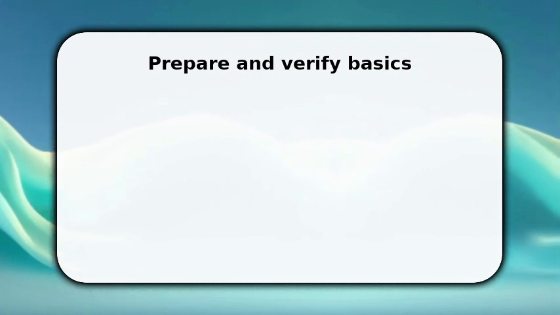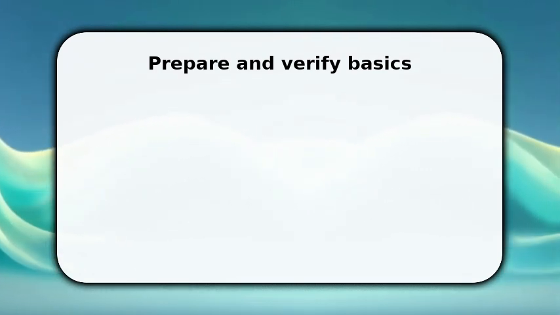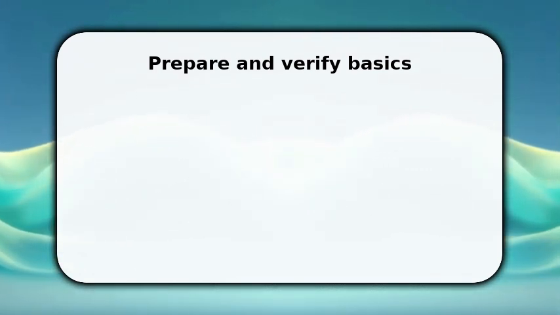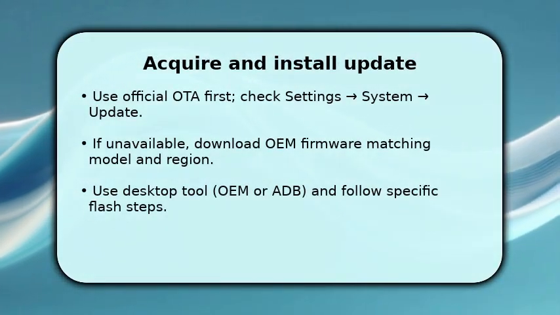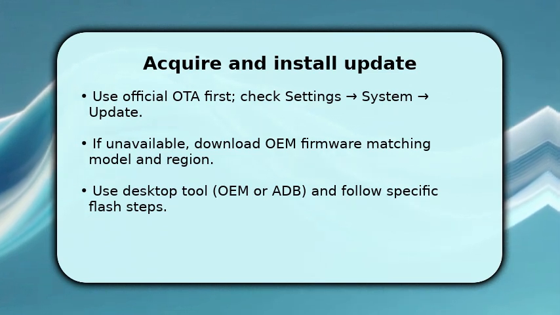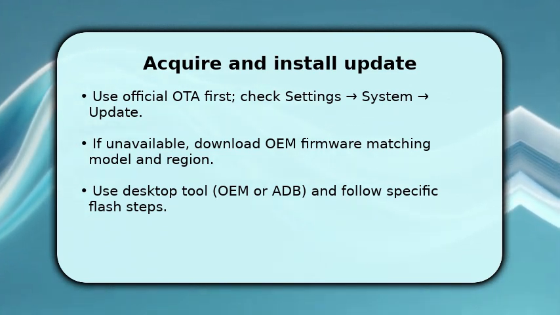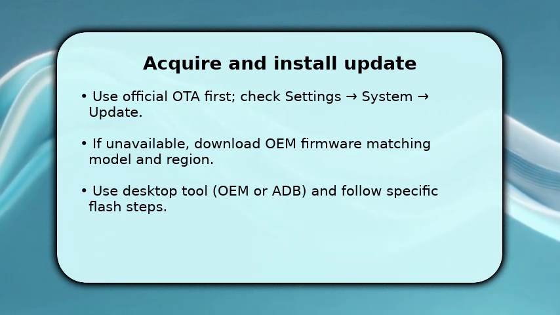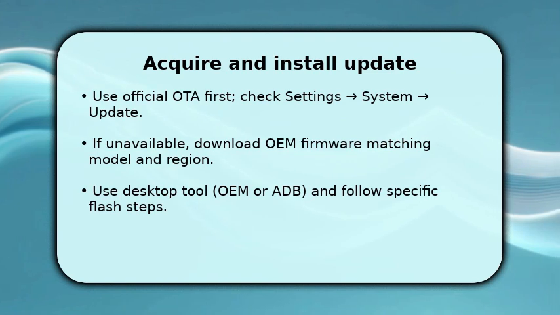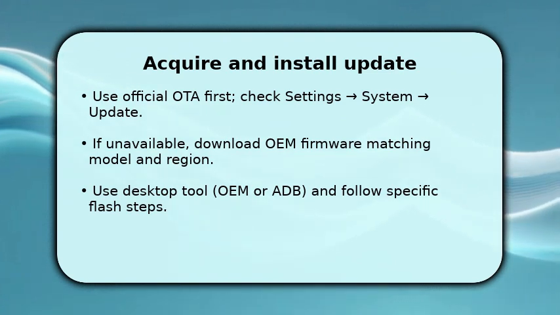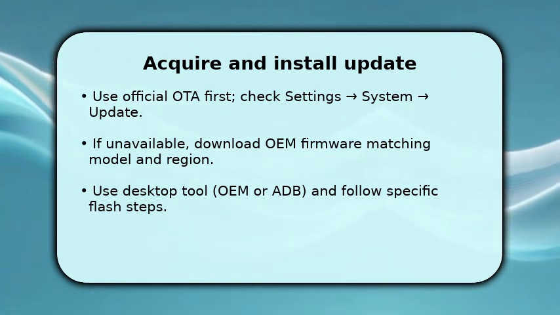You should try the official over-the-air update. It's safest and preserves data. If no OTA exists, download the exact firmware for your model and region. Mismatched files are the main cause of failures. Once you have the package, use the manufacturer's desktop flasher or ADB fastboot tools. Follow the command sequence precisely because order matters for partitions. During flashing, do not interrupt power.